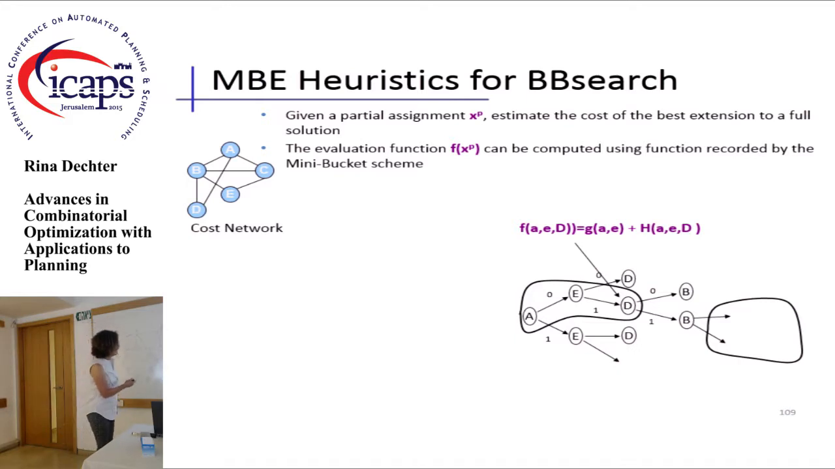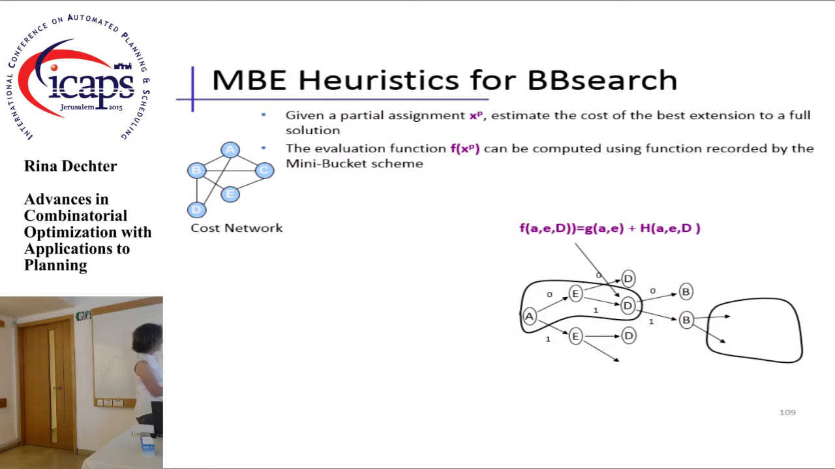So here I have this graph and I want to do search. Now the search, you have to switch it to start from left to right. This is the search tree. So we assign A some value. We assign E the values 0 and 1. And let's say we are at this point with variable D. This is the core search.